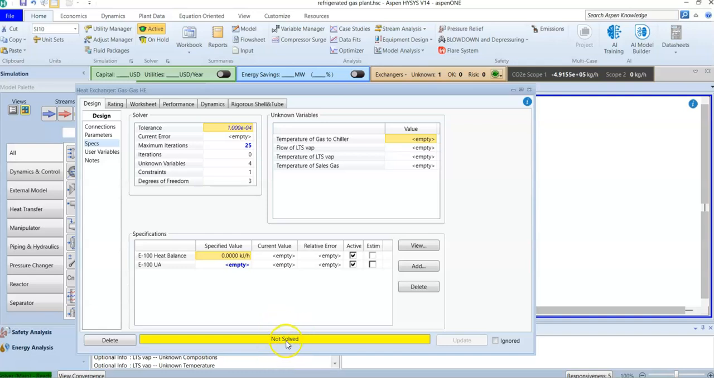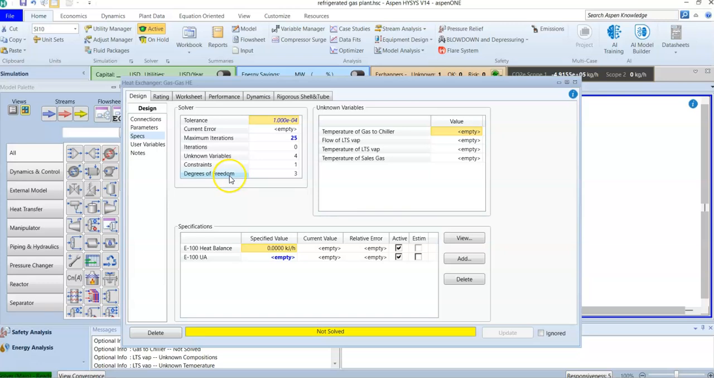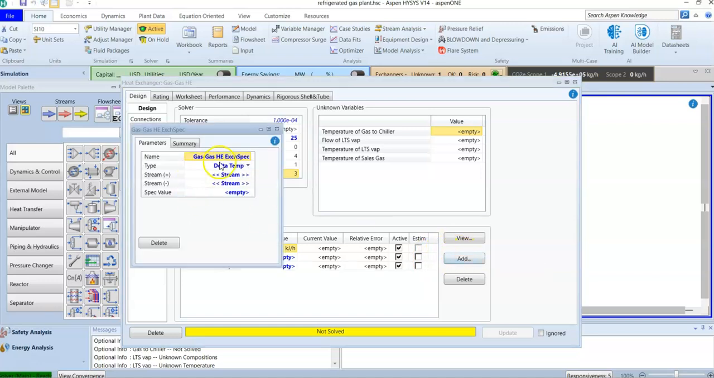So it is not solved because of the degree of freedom; we need to check the degree of freedom. The degree of freedom must be equal to 0 to make sure that our heat exchanger will be solved. So besides the need to define the shell and the tube information, we need also to make sure that the degree of freedom is equal to 0. Here we are going to add another spec. The specification could be added from here, and this spec is the temperature approach.